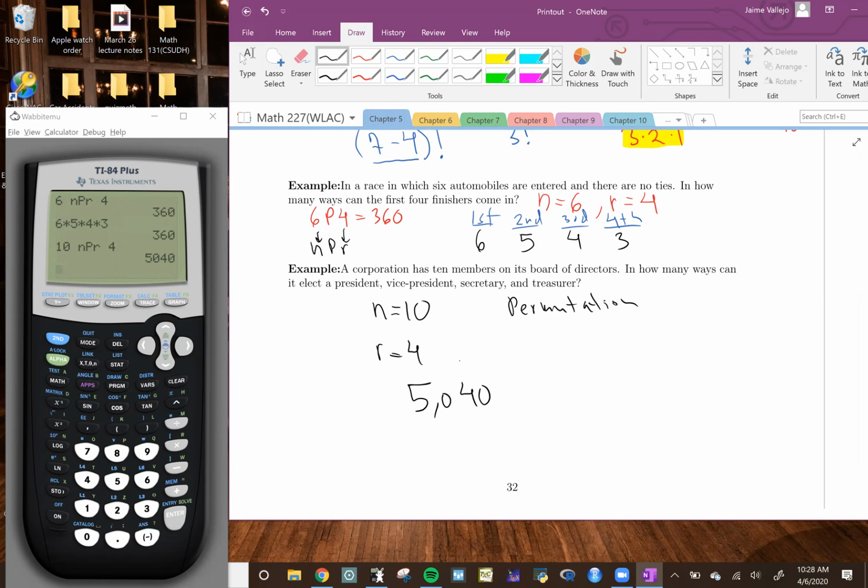Any question for that last problem? That's the final answer. Yes, this is the final answer, because it is asking us how many ways we can elect a president, vice president, secretary, and a treasurer. Okay. All right. Everybody good for permutation?